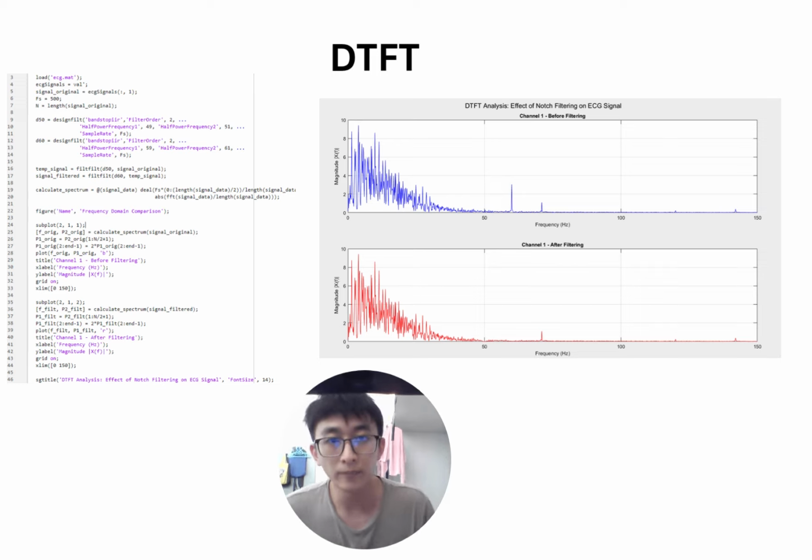And now this plot shows the signal after filtering, after our notch filters. As you can see, the noise at 50 and 60 Hz is completely gone. The DTFT proves that our filters work successfully, cleaning the signal while preserving the important ECG signal. This clean signal is now ready for convolution, and this DTFT is performed using the FFT function.